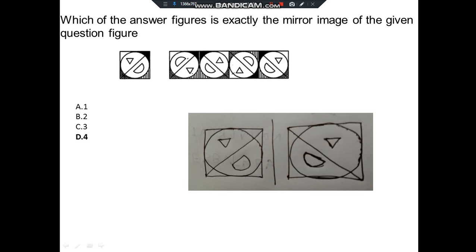Next question. In this, the square remains the same and the circle remains the same. The triangle should be in the same position, that is up, and the D semicircle should be in the down position. Considering that, we can neglect options 1, 2 and 3 because they are in other positions. Only in option 4 is the triangle in the upper position and the D in the down position, but left and right are changed. The triangle remains the same even in your mirror image, and the D becomes an inverted D, which is the right option, answer 4.